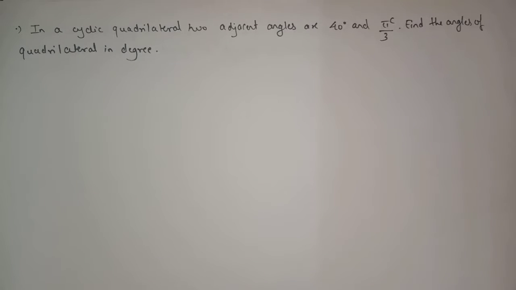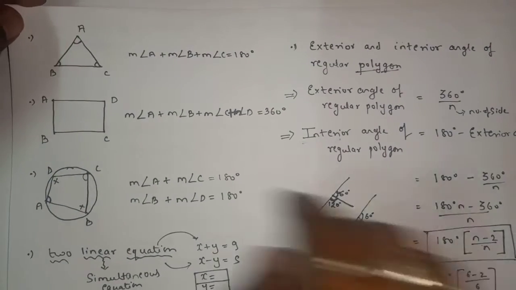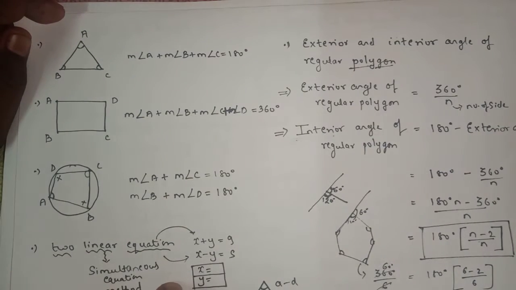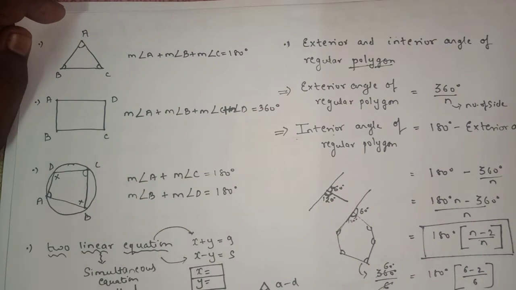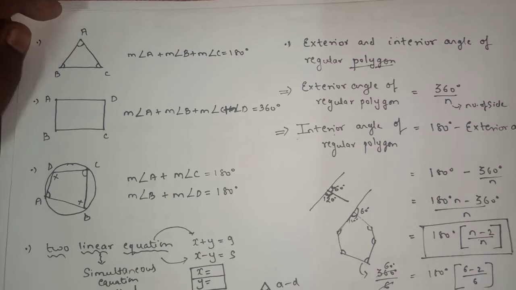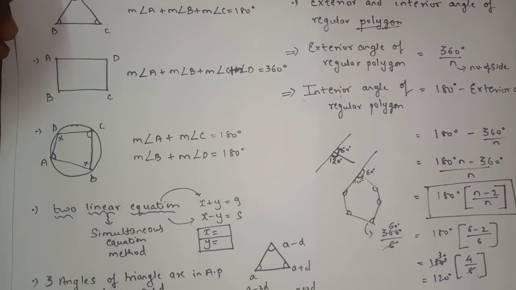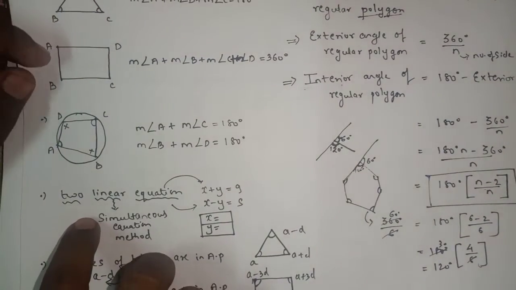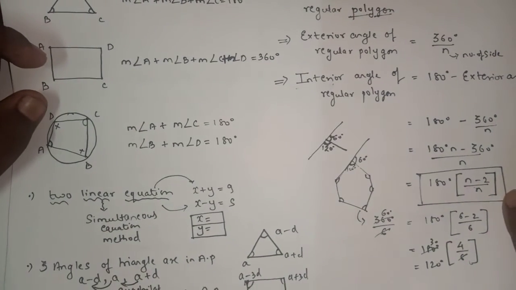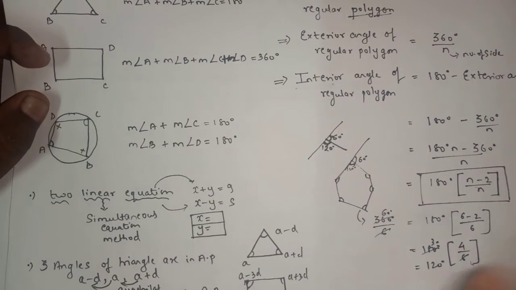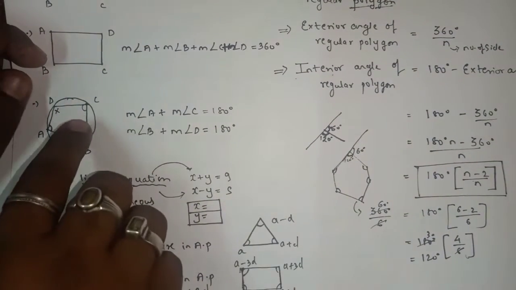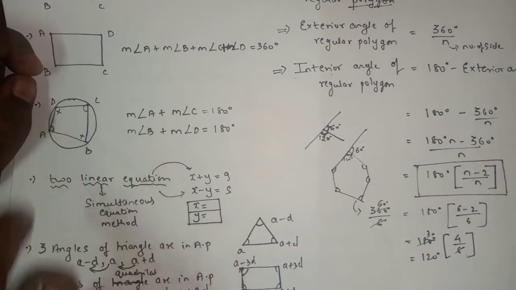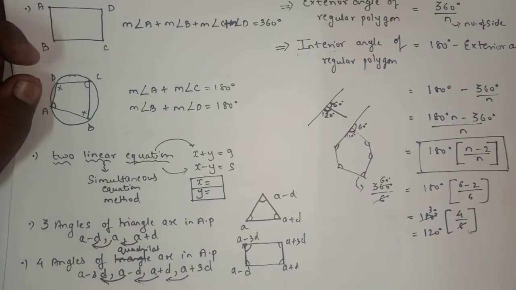Hello students, as in the last lecture, we saw sums based on triangle, sums based on the quadrilateral, yes or no? And we saw one sum where we got two linear equations, yes or no? Now we are left with sums based on the cyclic quadrilateral and sums based on when the angles of the triangles are in AP.